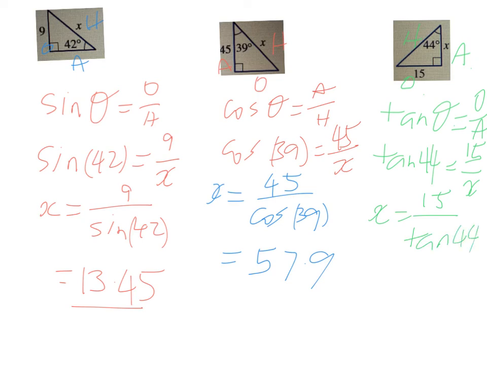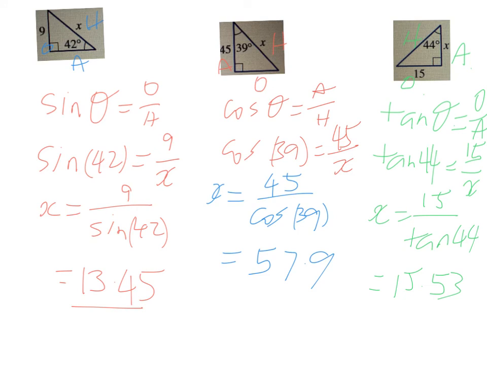So we're saying 15 divided by tan 44. And it tells us that ends up being 15.53, and that's all that we have to do for that.